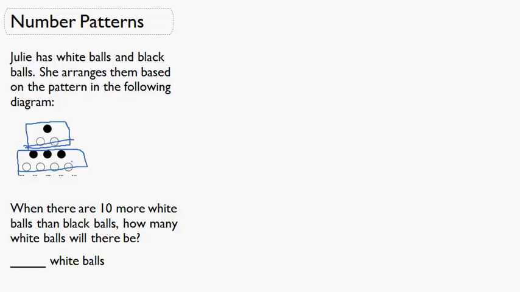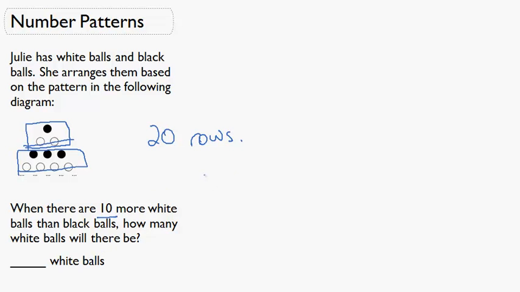Here's 2 minus 1, and next will be 4 minus 3, next will be 6 minus 5. So that means we want 10 more white balls than black balls. So that means we want 10 sets of these 2 rows. So 10 sets of 2 rows is 20 rows. So basically there will be 10 more white balls than black balls after 20 rows. But that's not the answer. 20 is not the answer. We want to figure out how many white balls there will be in 20 rows.